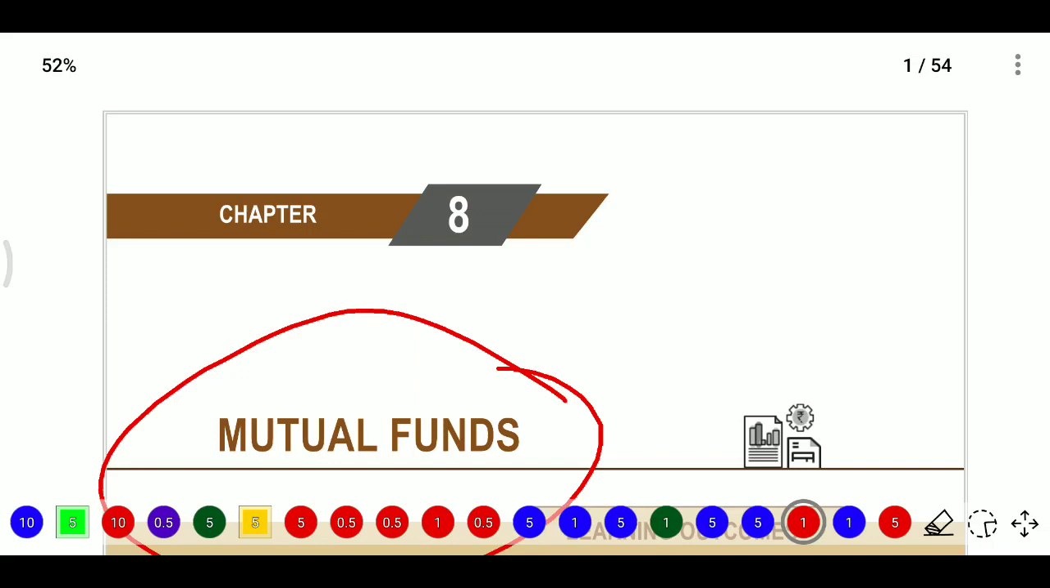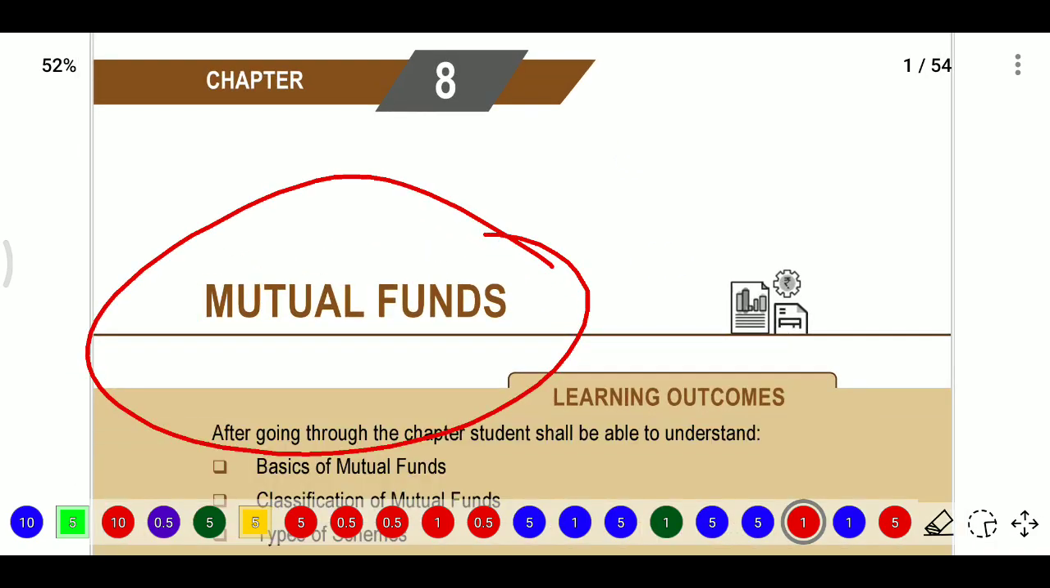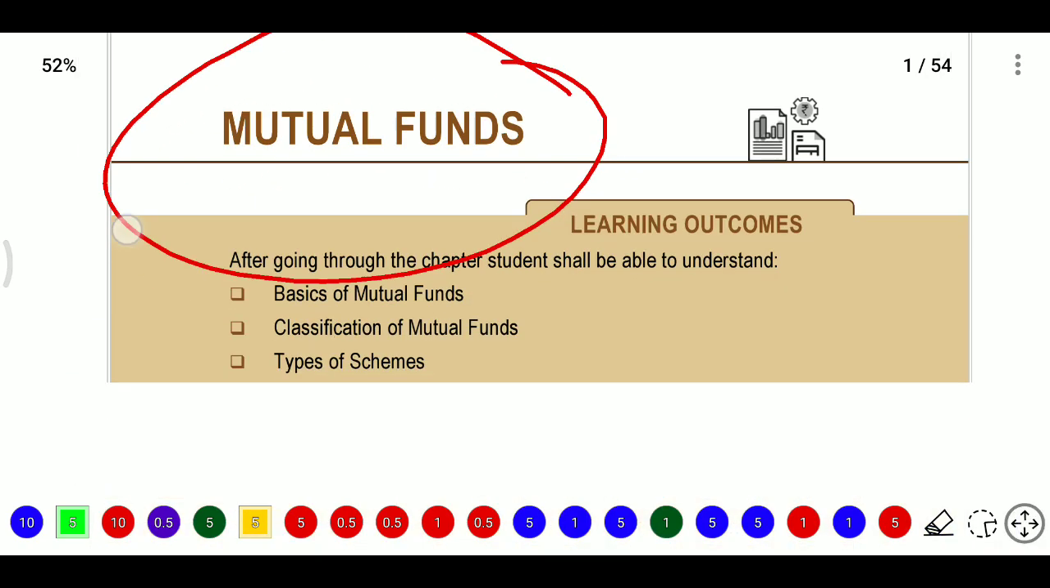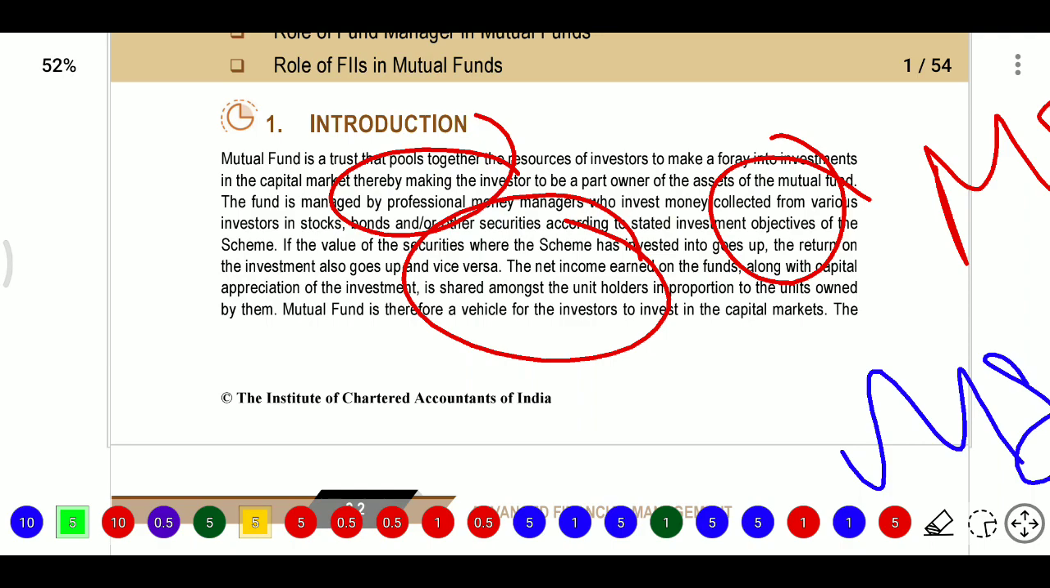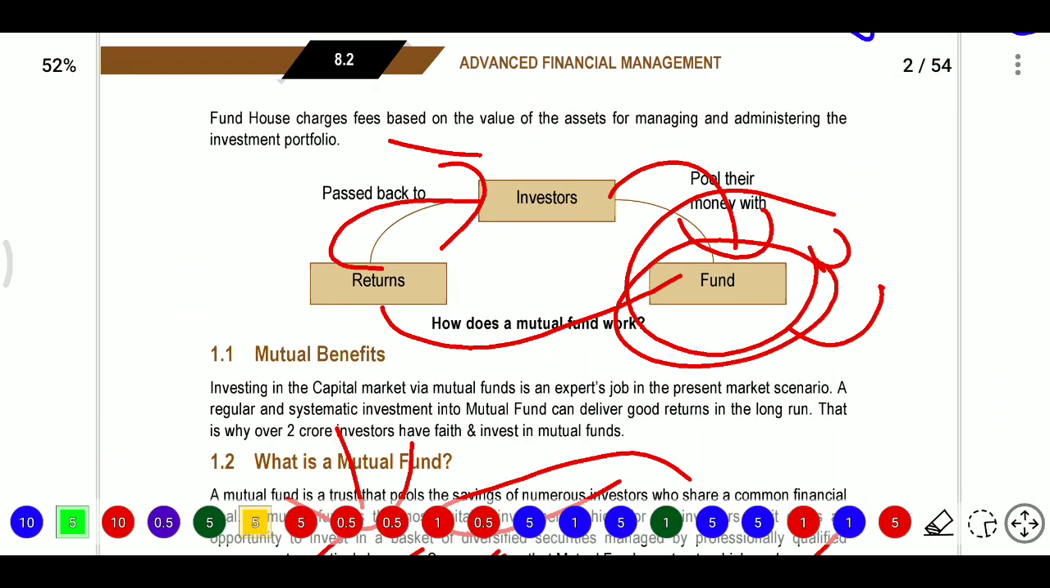So in last class we started with the mutual funds chapter. So what is there in mutual funds? We started the introduction, how it will come, how it will work. It will pool money from the investors, invest in various sources, and get the profits, and it will share it.